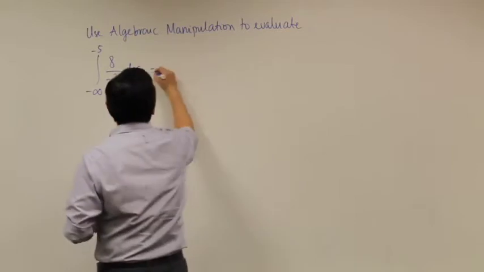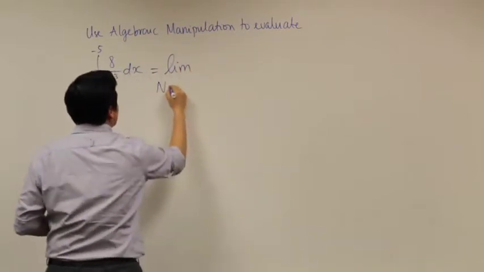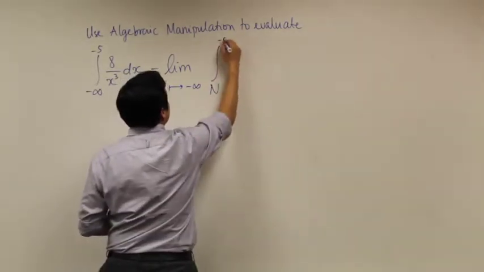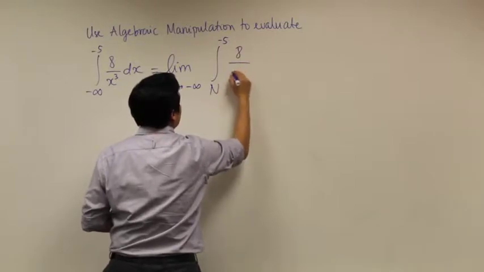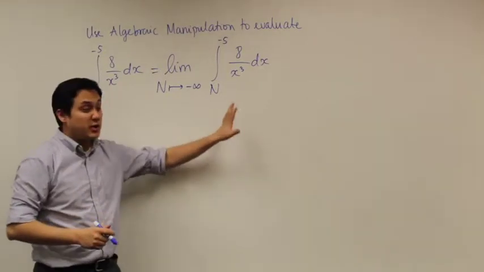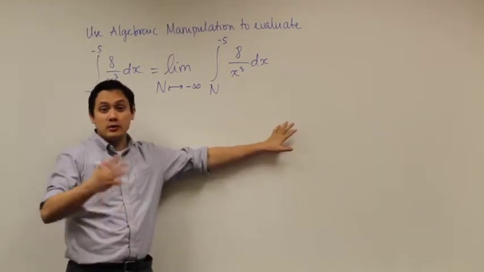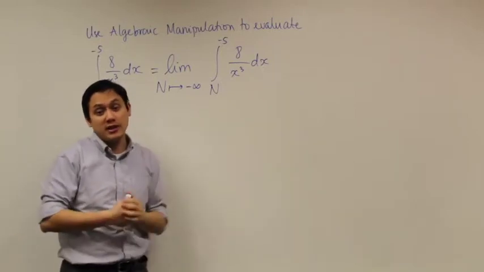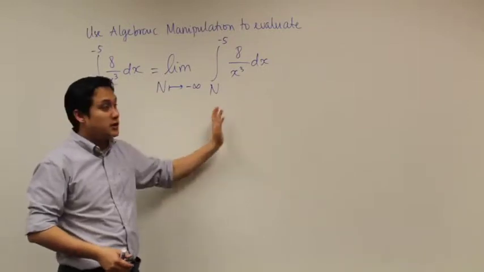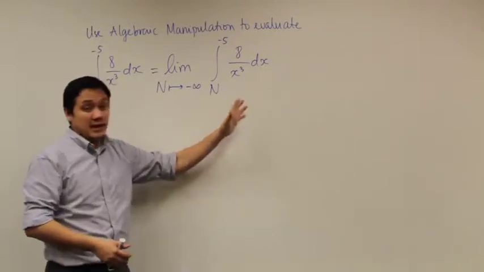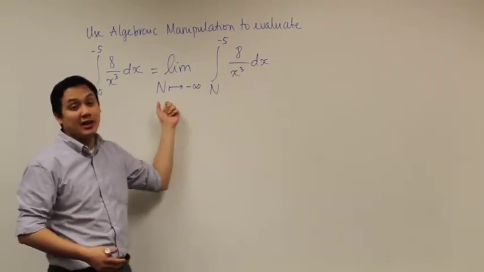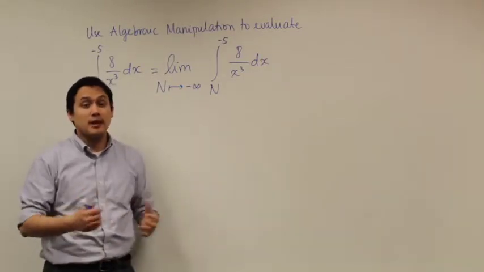That is, the limit as n goes to negative infinity of the definite integral from n to negative 5 of 8 over x cubed dx. For the numerical estimation, you can stop right here and create the table using the calculator to fill in the values of the definite integral. But for the algebraic manipulation, you need to continue the process. That is, you need to evaluate the definite integral, and whatever you get, you then let n approach negative infinity algebraically.